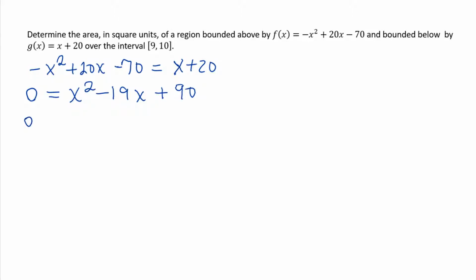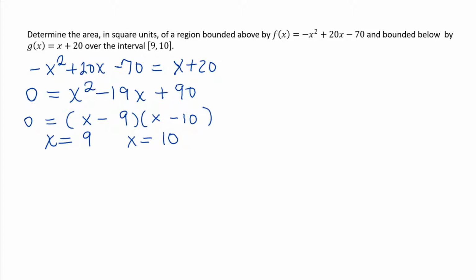So let's factor this quadratic. The factors of 90 that will let us get to a sum of negative 19 are minus 9 and minus 10. When we solve each of those linear factors, the lesser endpoint we get is x equals 9, and the other one is x equals 10, which are the endpoints given in the problem, so now we know that it does not intersect in that interval.